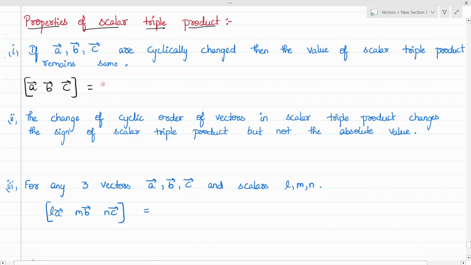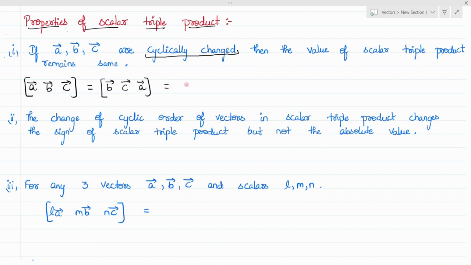Now, this property tells us that if they are cyclically changed, what does it mean? It means that here A vector is in first position, B vector in second, and C vector is in third position. If you change it cyclically, B vector comes in first position, C vector comes in second position, and A vector comes in third position. These two values remain the same.